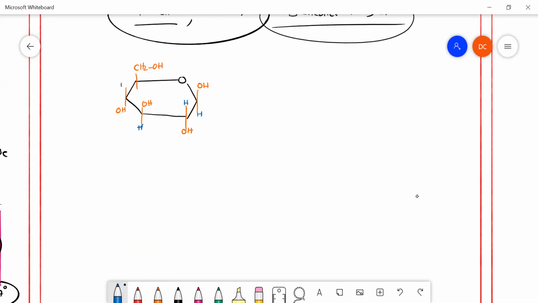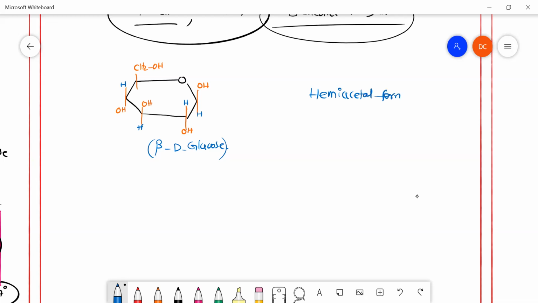Whether it is alpha D or beta D glucose. This is alpha. I said alternate positions are beta D glucose. Alternate positions are beta. Right? So it is beta D glucose. Yes. Whether it has any hemiacetal form, let's check the hemiacetal form.